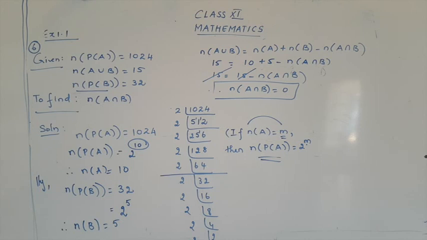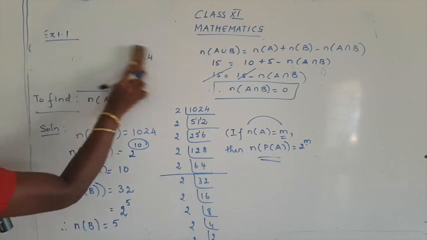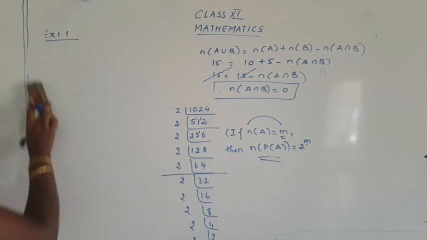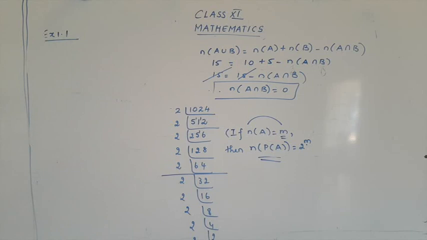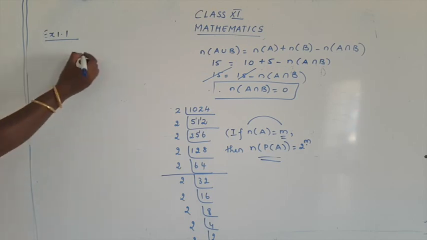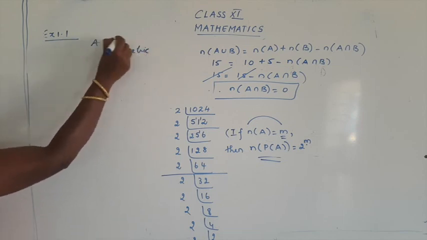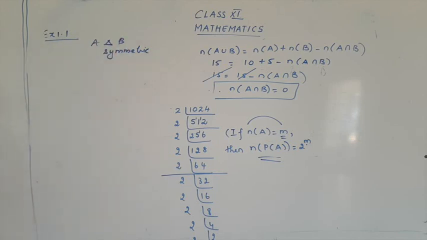Okay, now let's go for the 7th question. Take on the 7th question. The 7th question says, if n(A ∩ B) is equal to 3 and n(A ∪ B) is equal to 10, then find n(P(A Δ B)). So we have studied this symbol, yes? The symbol is read as symmetric difference, A symmetric B.